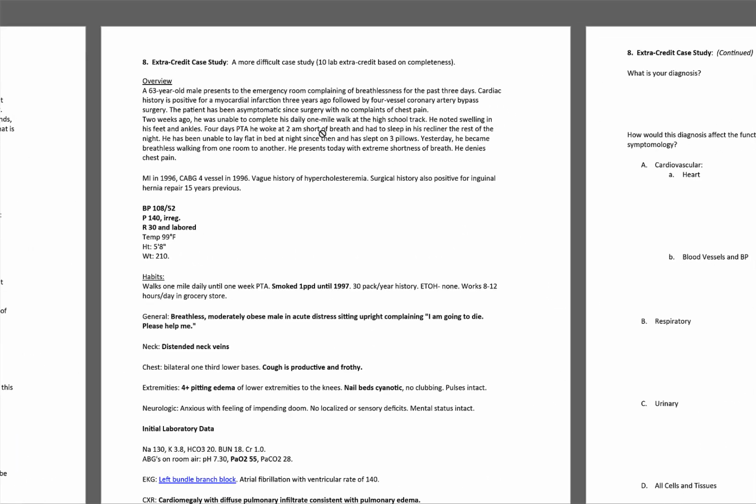So this one is CHF. So I'd like you to read through this. So why does he have pitting edema? Why are his nail beds cyanotic? Why does he want to sleep sitting up? Why is he coughing? Why does he have distended neck veins?